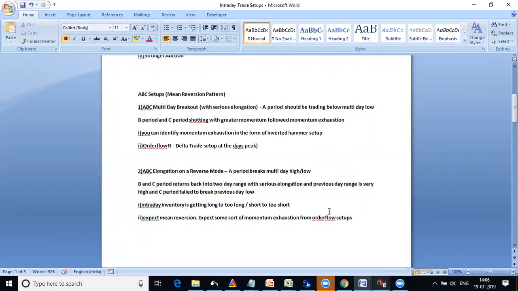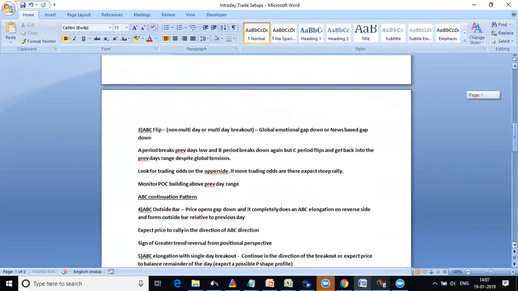Expect momentum exhaustion at the C period low.